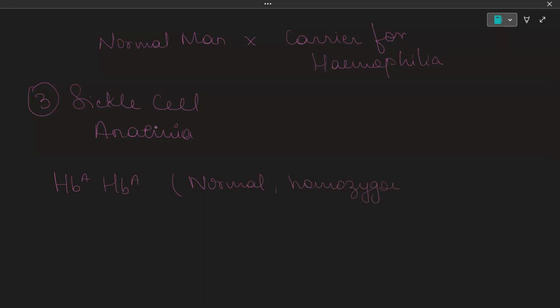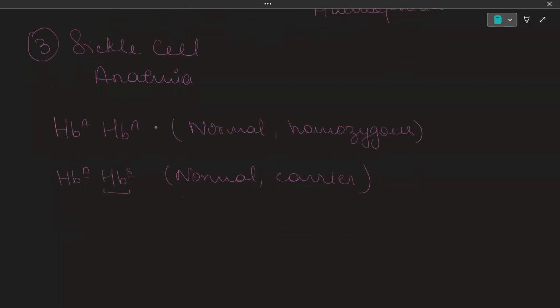Do you know what HB is? Hemoglobin. And this is the normal carrier. Sickle cell anemia is denoted by an S. So the hemoglobin carrying the S gene and one normal gene is the carrier. But it will be normal because carriers are not affected. They are just carrying the disease.